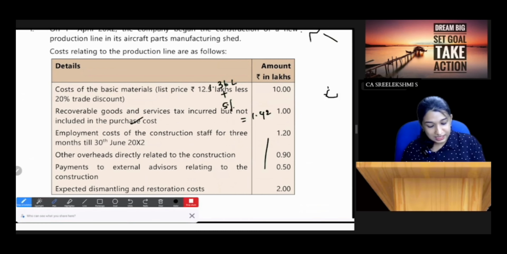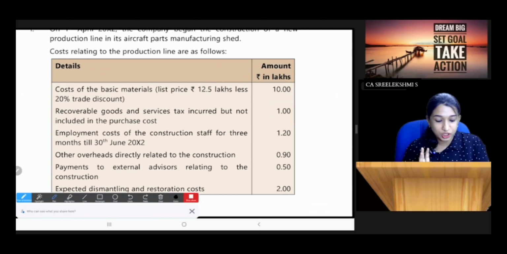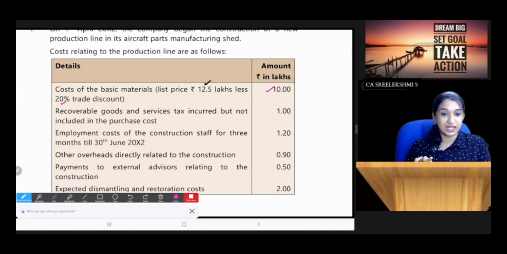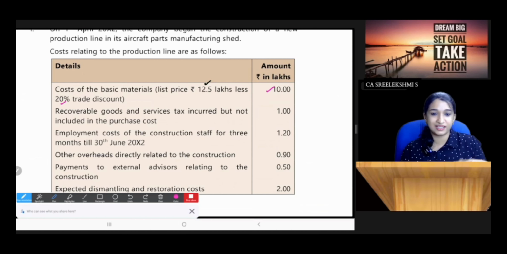Cost of basic materials, list price 12.5 lakhs, less trade discount 20%. So I'm just checking 12.5 minus 20%. Yeah, 10 lakhs can be capitalized to the asset. Recoverable goods and service tax incurred but not included in the purchase cost. Refundable taxes cannot be capitalized.